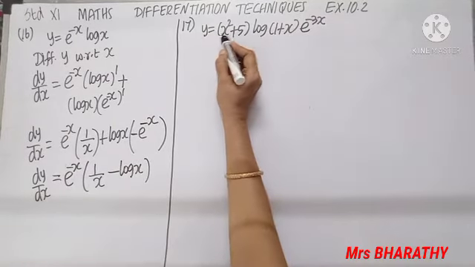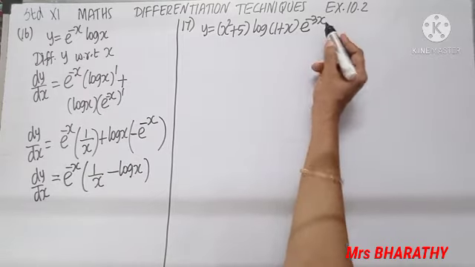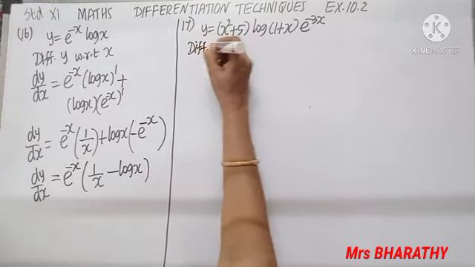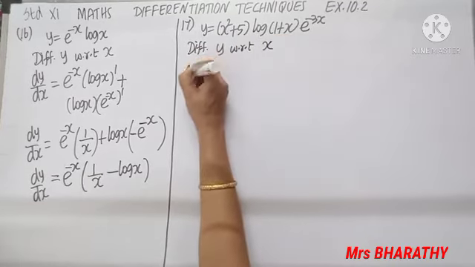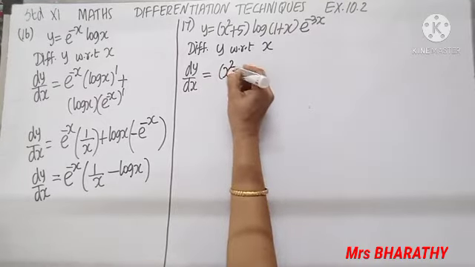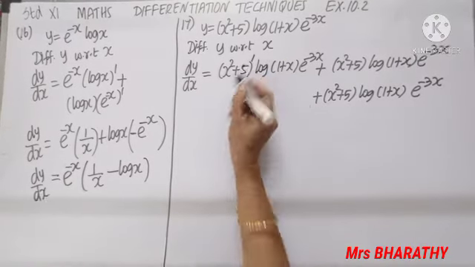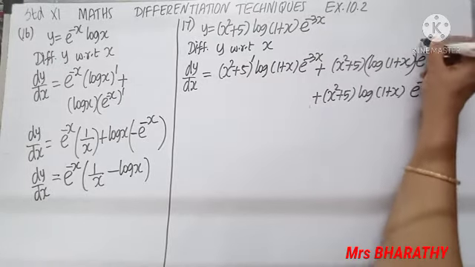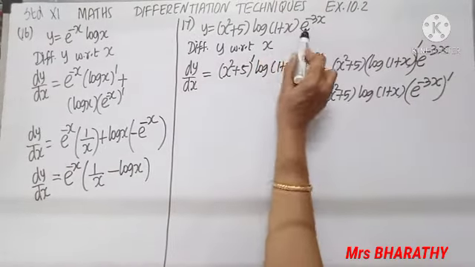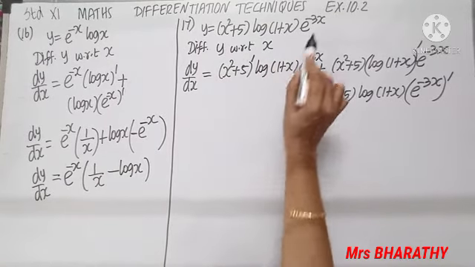Question number 17. y equals (x square plus 5) log(1 plus x) e power minus 3x. There are three terms in product. As I differentiate y with respect to x, let us remember RHS. There are three terms. Write 3 times. First time we put derivative of first term. Then we put derivative of second term, and then derivative of third term. Since there are 3 terms in product, all the time keep 2 terms in product and differentiate the third term.